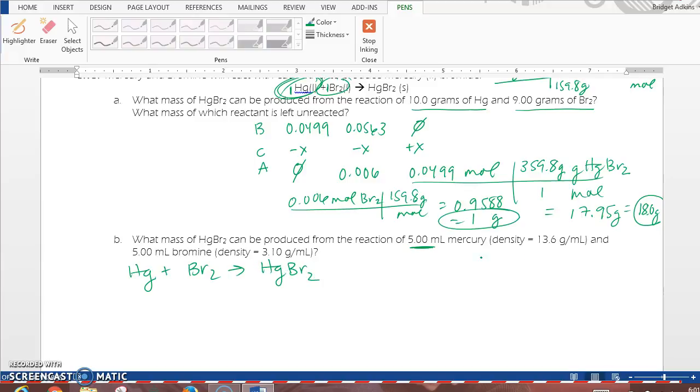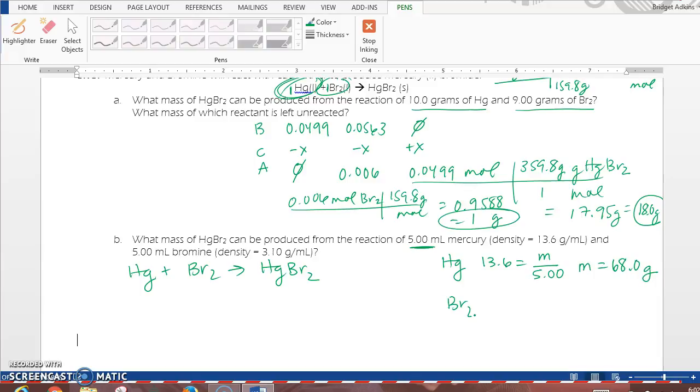Alright, and then off to the side, I'm going to figure out, let's see, our mercury first. So the density is 13.6. We know that density is mass over volume, and we have 5 milliliters. So my mass of mercury is 68 grams. And I only have 2 sig figs on that. Let me check why. 13.6 times 5.00. I'm not sure what's up with that. 13.6 times 5. So it should be 68.0.